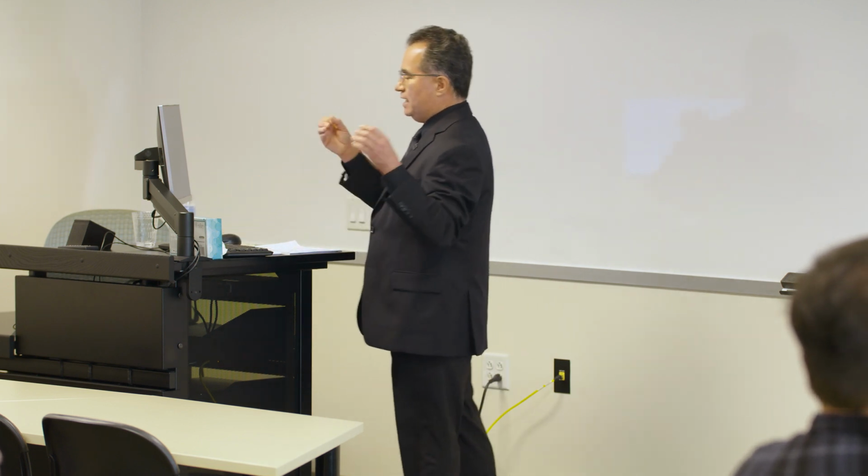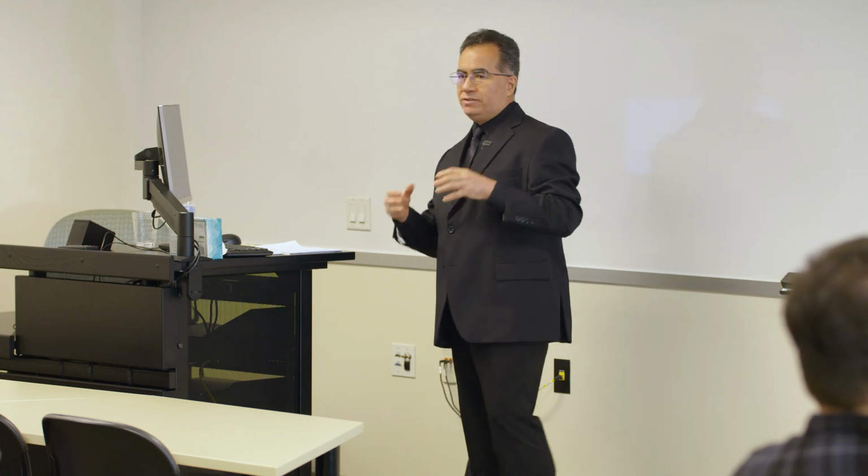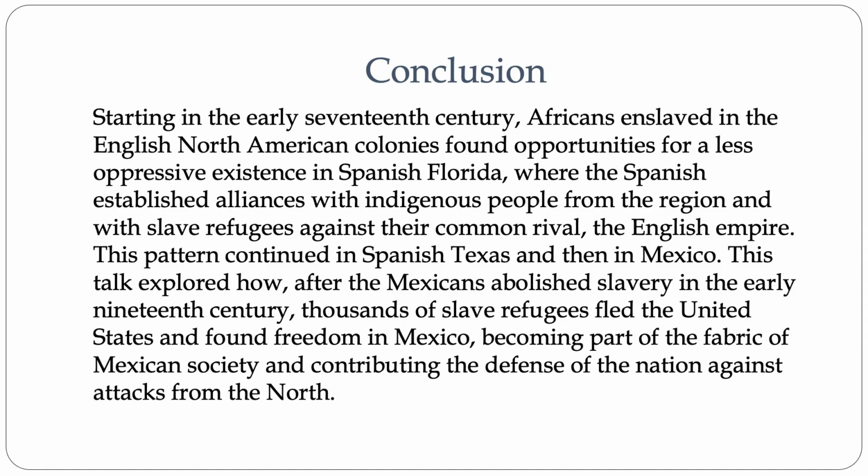And this concludes the presentation. So basically, it concludes like this. Starting in the 17th century, African Americans enslaved in the English North American colonies found opportunities for a less oppressive existence in Spanish Florida, where the Spanish established alliances with indigenous people from the region and with slave refugees against their common rival, the English Empire.